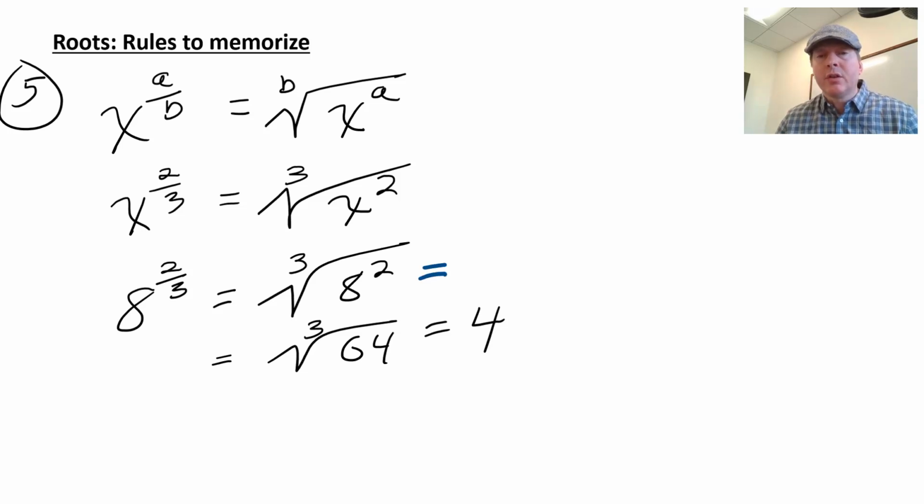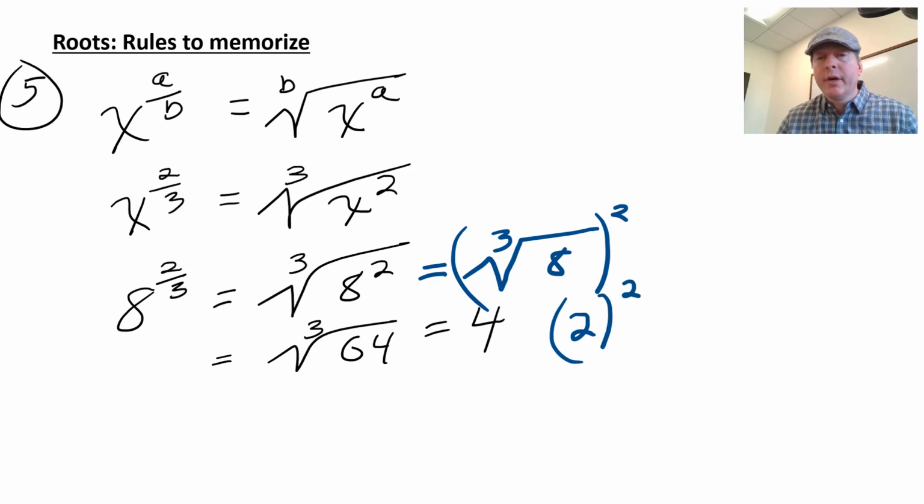Let me also point out that the cube root of 8, squared, is the same thing as the cube root of 8 squared. And the cube root of 8 is what? The cube root of 8 is 2, so this is 2 squared. This is equal to 4, so it all works out.